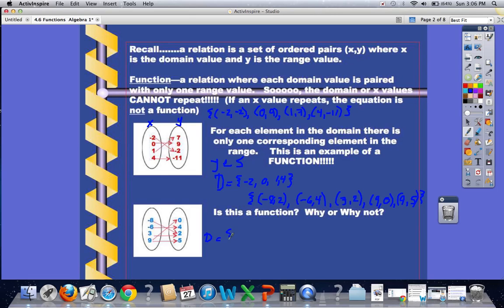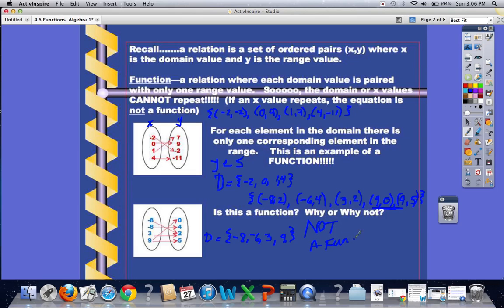Okay, now let's look at the domain. Let's write our domain from that. Domain, of course, is your x value, so I have -8, -6, 3, 9. Whoa, I have 2 9s. Okay, so I can only write it once in this set, but we just learned that if our x's repeat, then it's not a function. And right here, the 9s are paired with 0 and 5, so that means no, this is not a function.